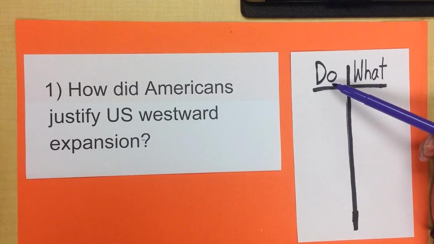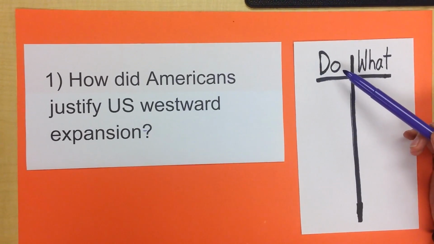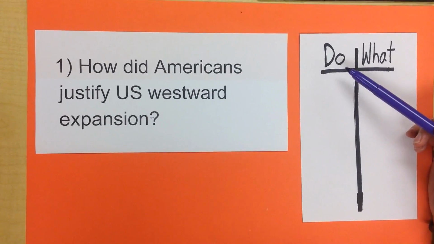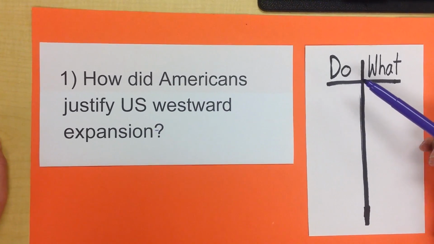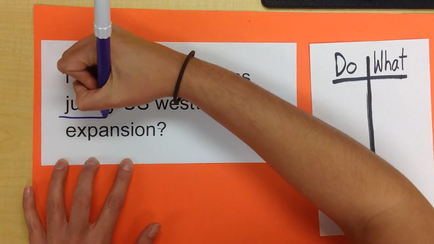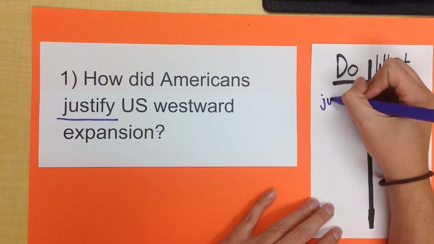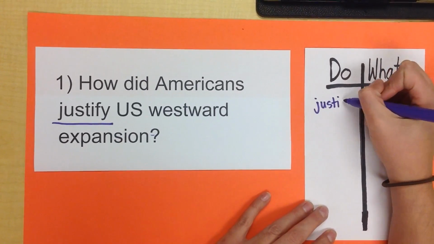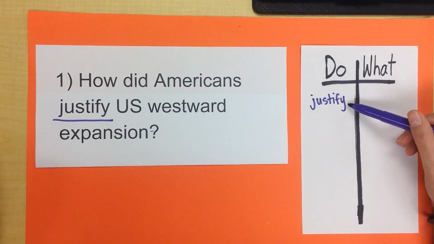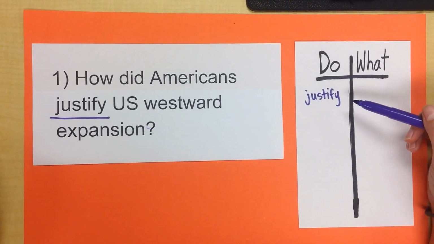So let's start with the do part of our T-chart. The do is asking us to find the action verb in our prompt. How did Americans justify westward expansion? The action verb is justify. So I'm going to write that in. Justify. So if the prompt is asking me to justify something, I need to understand what it means to justify.